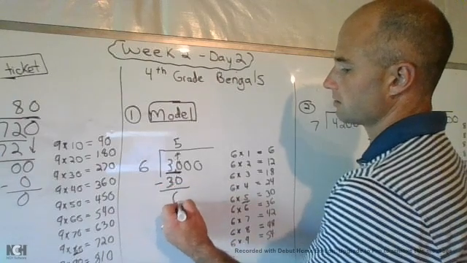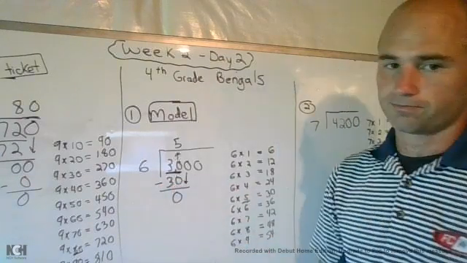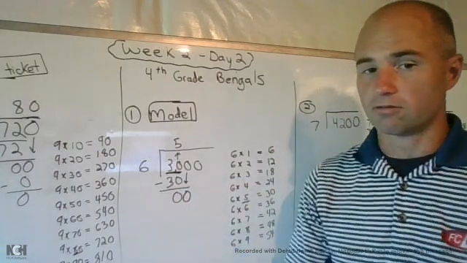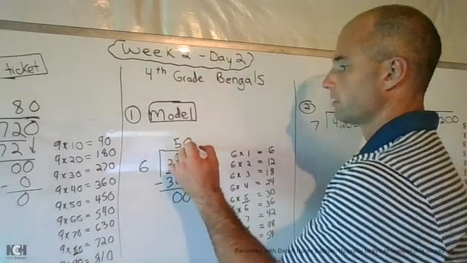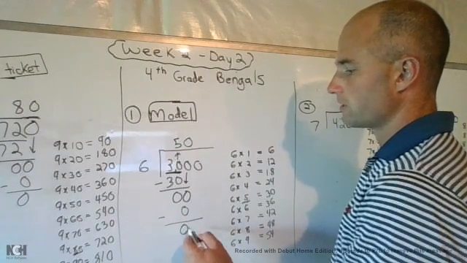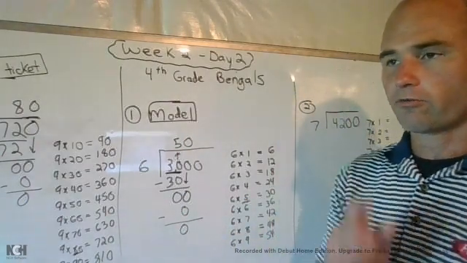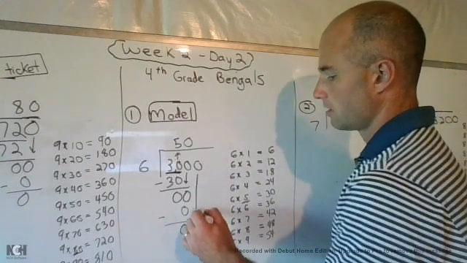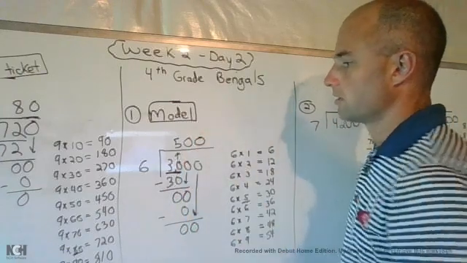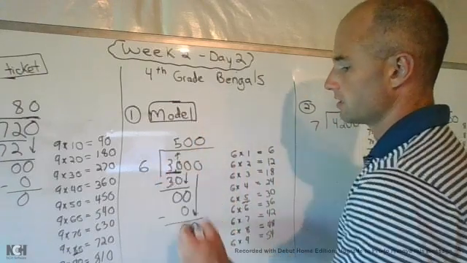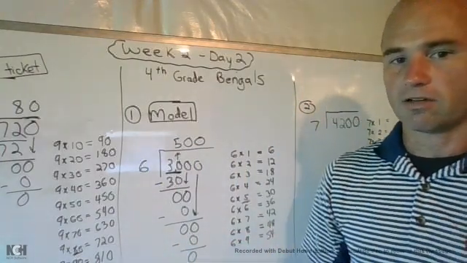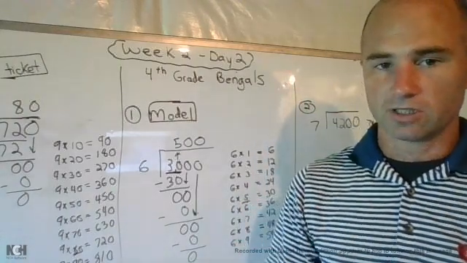I subtract. I bring down this 0, the one from the tens place. How many 6s go into 0? 0. 0 times 6 gives you 0. You subtract. You have 0. I have one more 0 from the ones place to bring down. I bring it down. Now 6 goes into 0, 0 times. 0 times 6 equals 0. I subtract. I get nothing left over, and I have nothing to bring down, giving me an answer of 500.